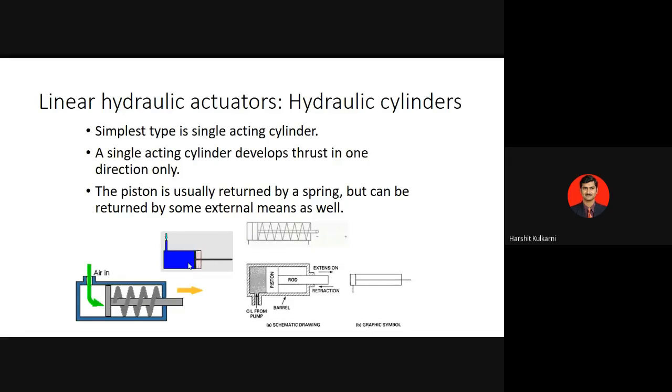So this develops thrust in only one direction. Okay, so the piston will return back by a spring. That is what we call a single acting cylinder. Here the spring which has to be shown is missing, so oil from the pump will enter and will return back during the retraction.